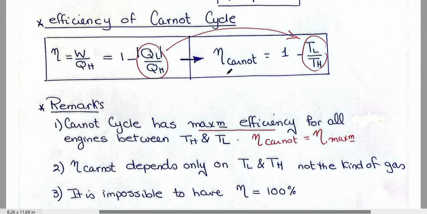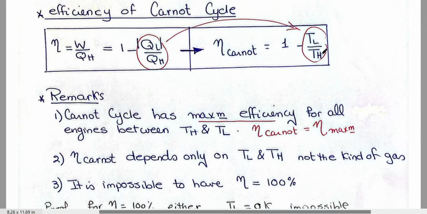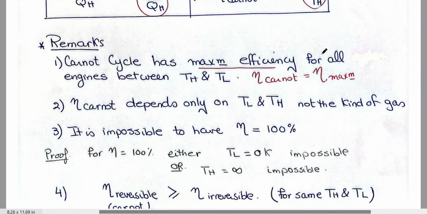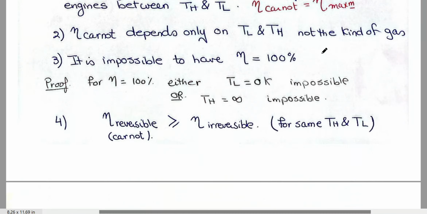Why? To have an efficiency of 100%, you have to put TL equals 0 Kelvin, and it is impossible. Or to put TH equals infinity, and this is also impossible. And this says that the reversible efficiency is greater than the irreversible efficiency.